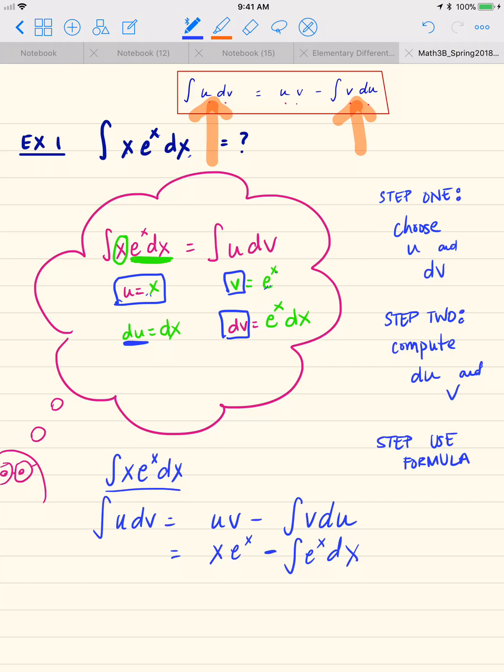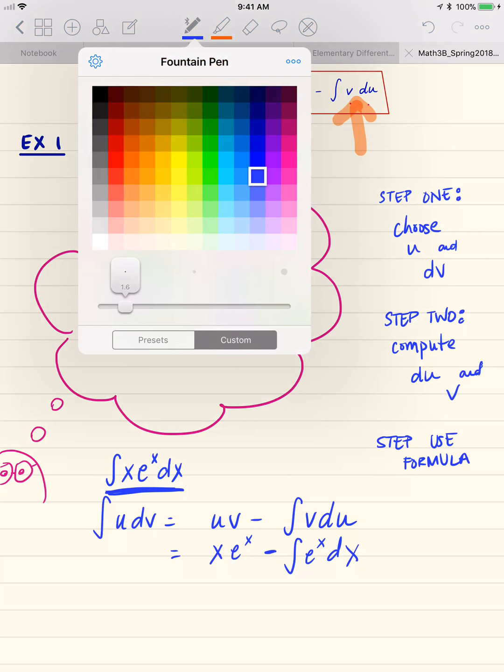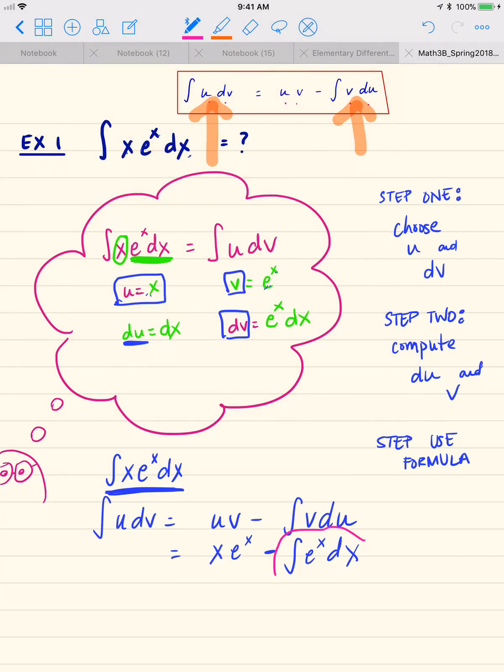So I started out with the integral of x e to the x dx, and I said, I don't know how to do that one. But now look what I need to do. If I can figure out the integral of e to the x, which I can, I know that's just e to the x plus a constant. If I can figure this out, then I've got my answer.